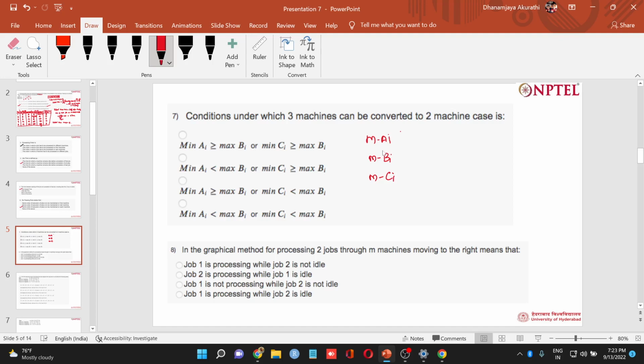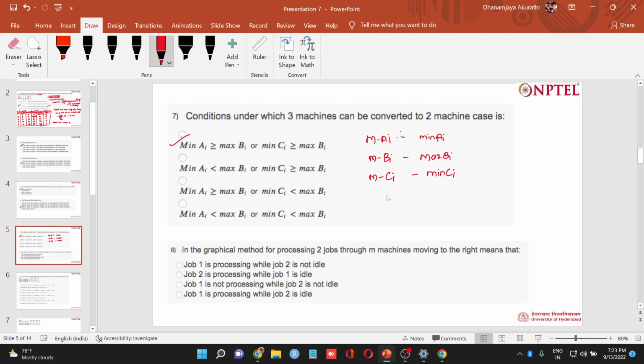Ma'am, first option, ma'am. First option you said. That means minimum of mission A. First we need to find out the minimum values from mission A of all the jobs, and the maximum of mission B, and minimum of mission C.